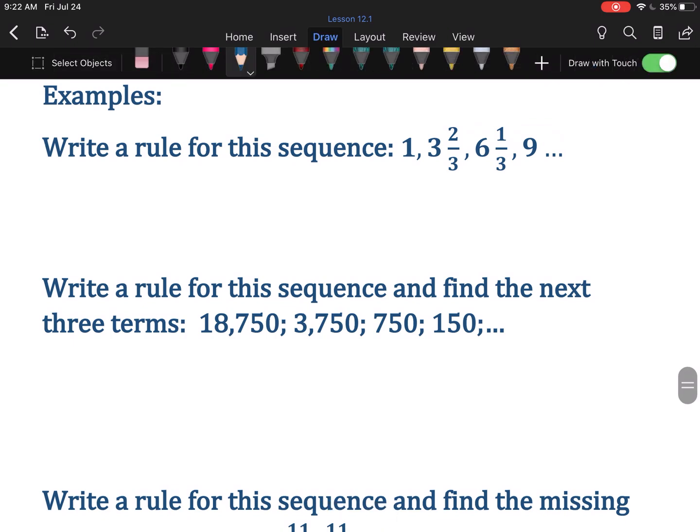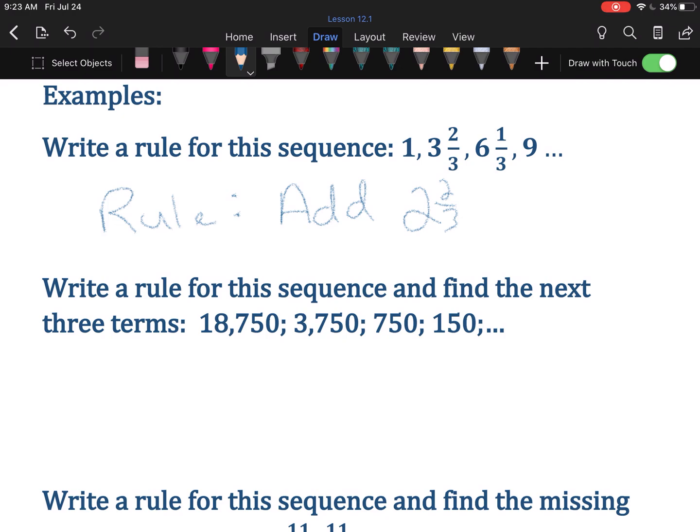Write a rule for this sequence. So we go from 1 to 3 and 2/3 to 6 and 1/3 to 9. So how can I get from 1 to 3 and 2/3? Well, to get from 1 to 3, I have to add 2, and I need that fraction. So I'm thinking my rule is add, not 3, 2 and 2/3.